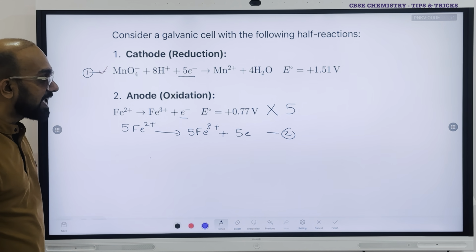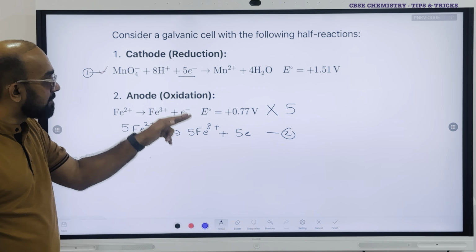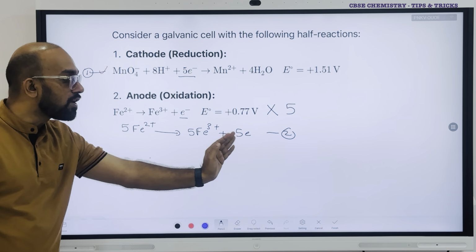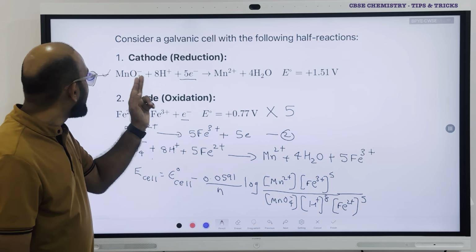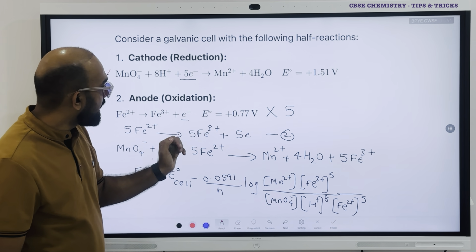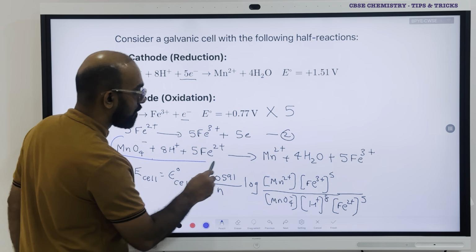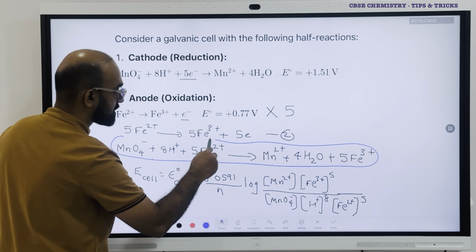Now see, assume this is equation number 2, this is equation number 1. To get the overall reaction, what do you have to do? Just add equation number 1 and 2, right? When you add equation number 1 and 2, you will get the overall reaction. Okay, the overall reaction we are getting.